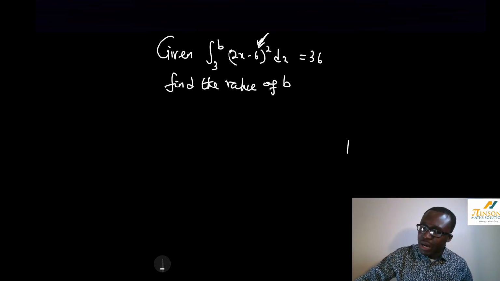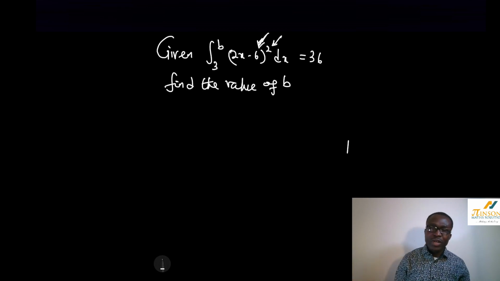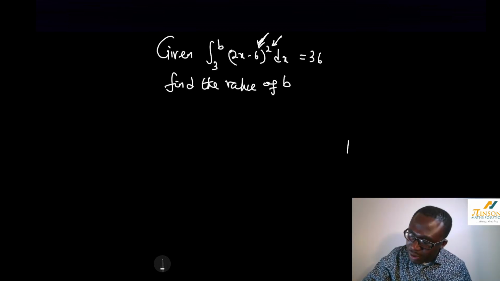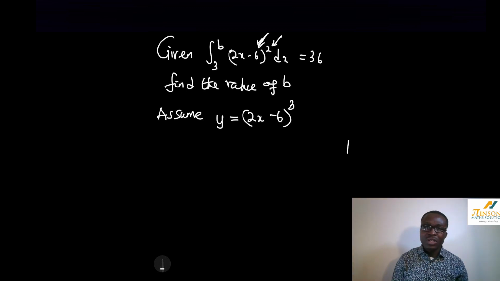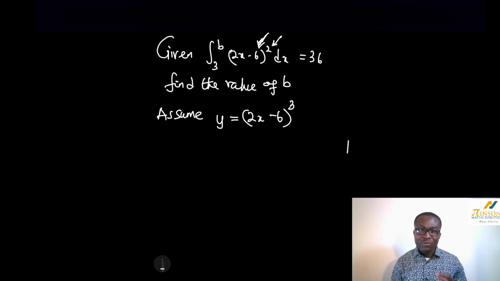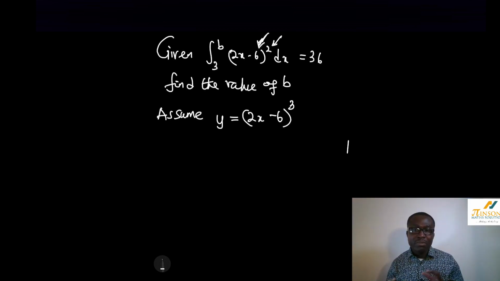Anytime there is a power and you are doing the reverse of the chain rule, we have to think of the highest value that it could be, the next power up. So I'm going to make an assumption and say that y is (2x minus 6) all to the power 3. Why is it to the power 3? Because I know in the back of my mind that when I differentiate, I will reduce the power by 1.